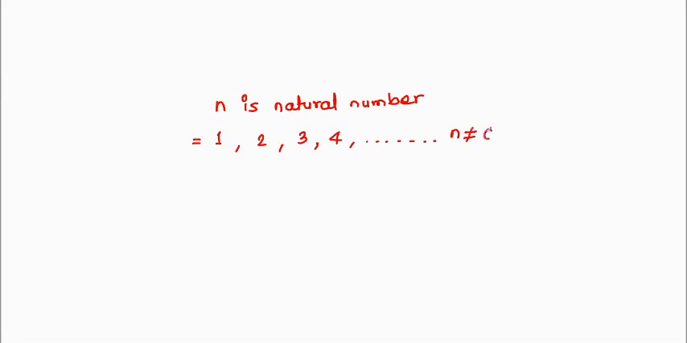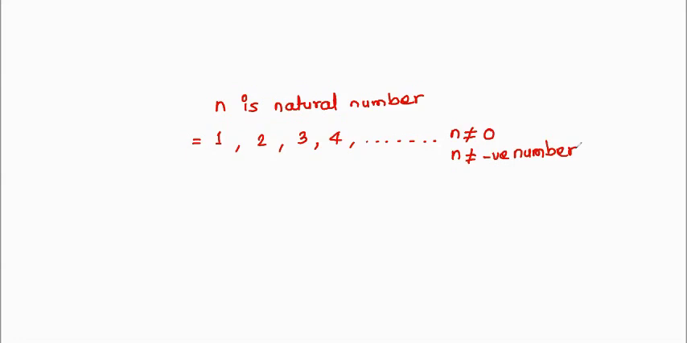So if n is a natural number, what values can n have? n can be equal to 1, or 2, or 3, or 4, and so on. We know n cannot be equal to 0 and n cannot be a negative number, because n is a natural number.